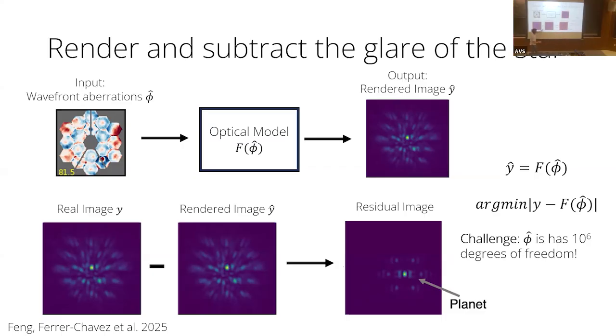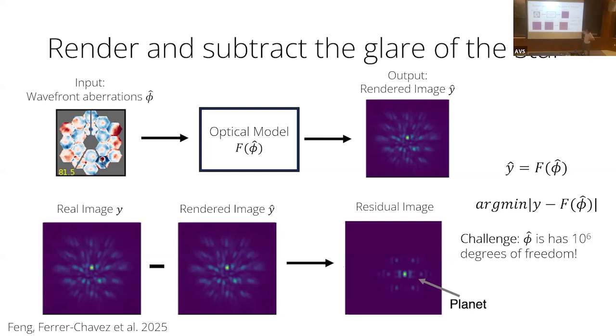We can now compare our output image y hat to our real image, our real data taken y, and subtract the two. And basically, if we had a good estimate of the glare of the star, we would see the planet. And this is just an optimization problem. We want to minimize the difference between y and y hat, which is a function of our input aberrations phi hat. So all we have to do is minimize y minus f of phi hat. And if we do that, we can find exoplanets.